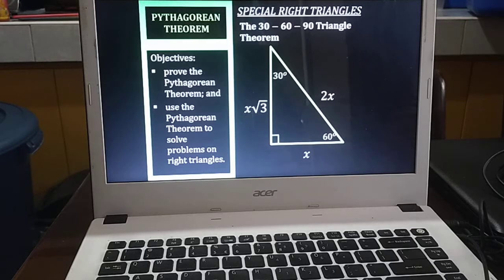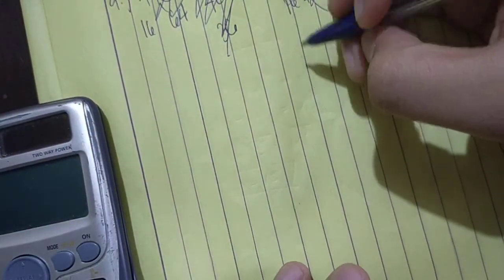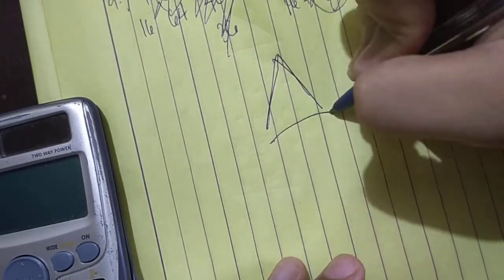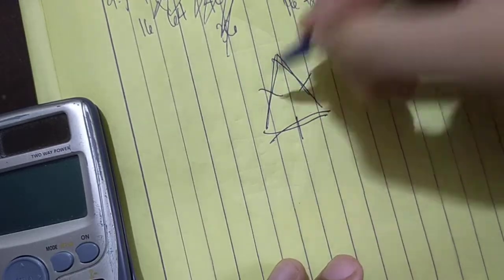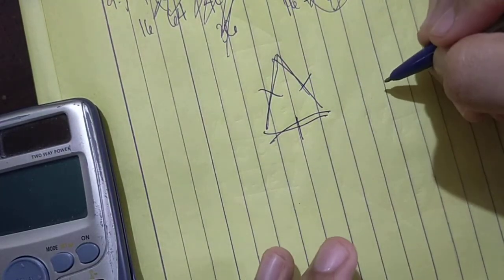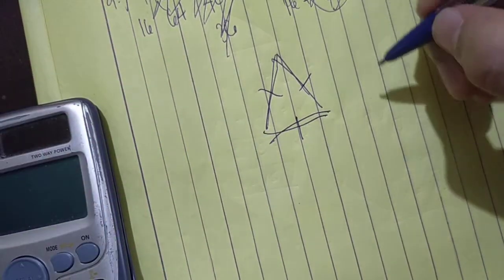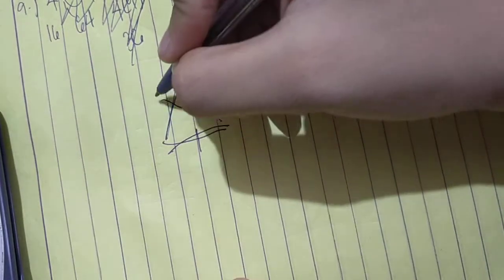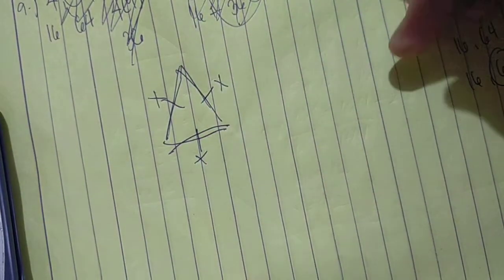Okay? And I guess I need to show you that. So in this case, we're going to have an equilateral triangle, knowing that they have equal sides, equal dimension, equal sides kasi equilateral. Okay, so let's have each side equal to x.